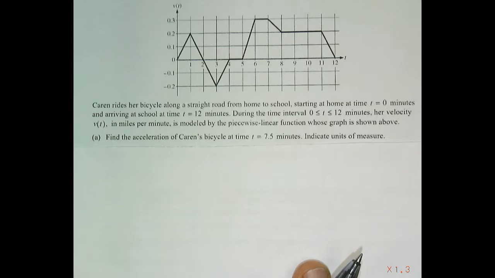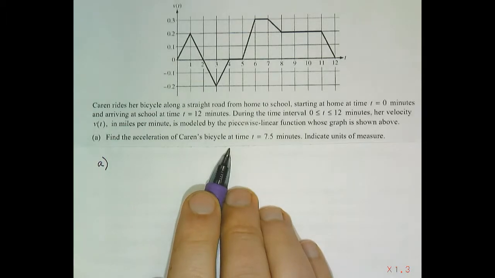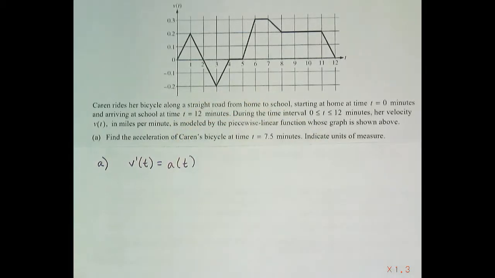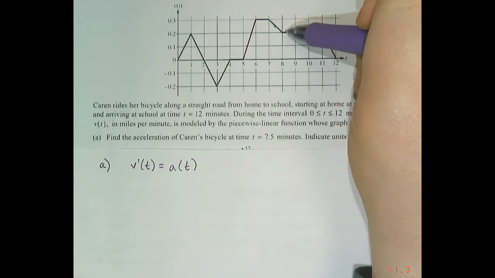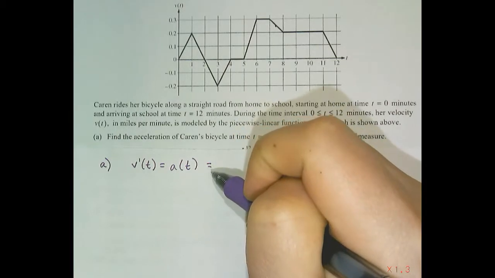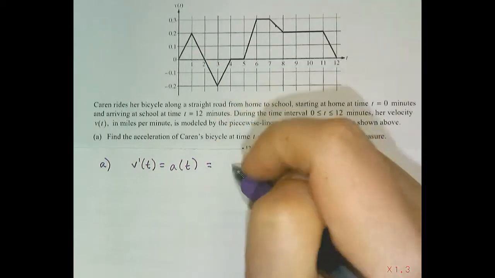So part A says, find the acceleration of Saren's bicycle at time 7.5. So we're looking for the acceleration, and we should know that the derivative of velocity is the same thing as acceleration. And since they provide us with a graph of velocity, we need only calculate the slope of the graph at 7.5. So when we look at the graph at 7.5, we see there is a slope, it's a straight line, and some people might be inclined to say the slope is -1, but if you look closely, the scaling on the left-hand side is by 0.1s, so it's down 0.1, right 1, so it's -0.